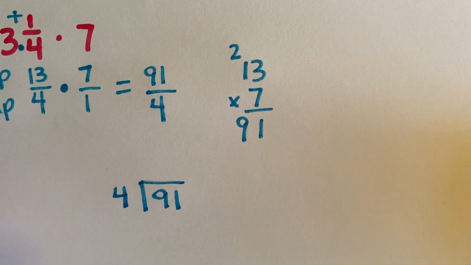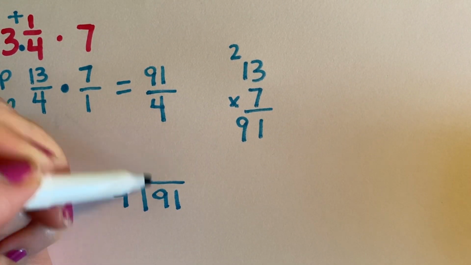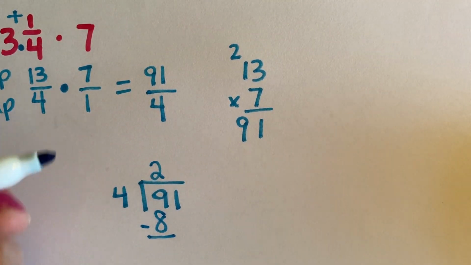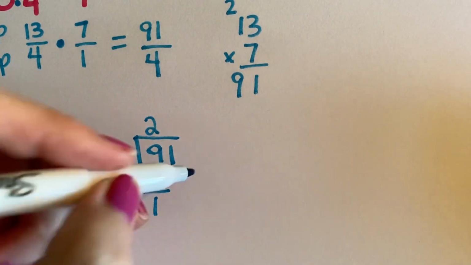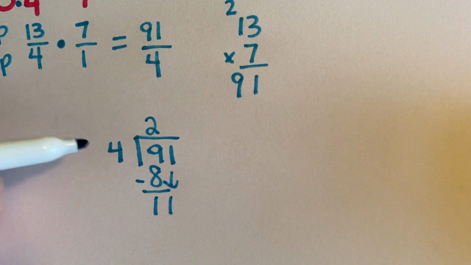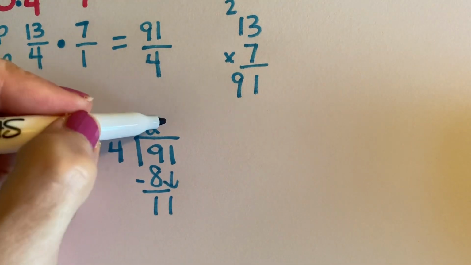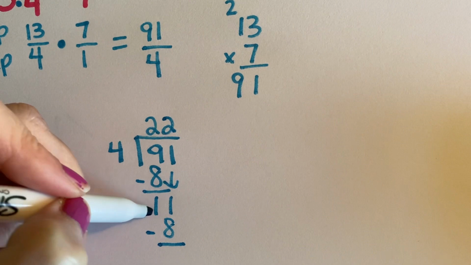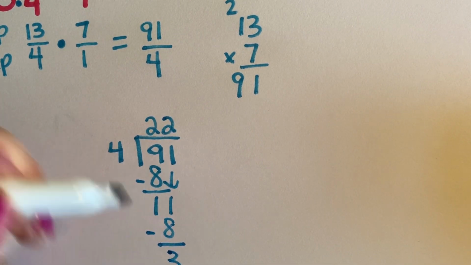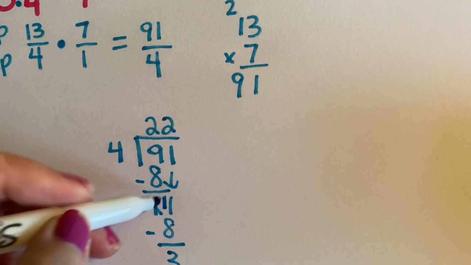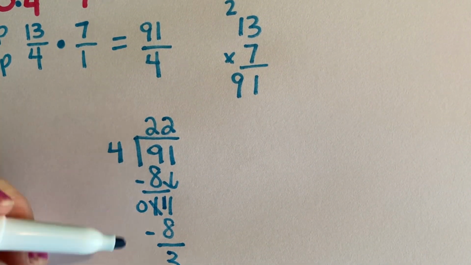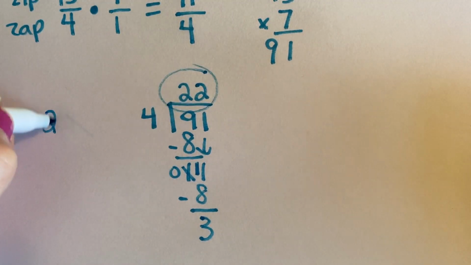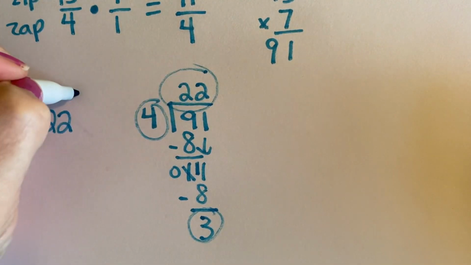91 divided by 4. 4 squeezes into 9 twice. 2 times 4 is 8. Subtract and you get 1. Float down the other 1. 4 squeezes into 11 twice. 2 times 4 is 8. Subtract. 11 minus 8 is 3. So my final answer mixed for 91/4 will be 22 and 3/4.